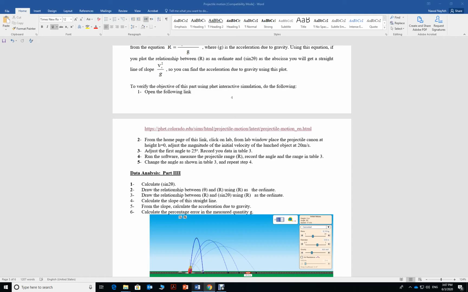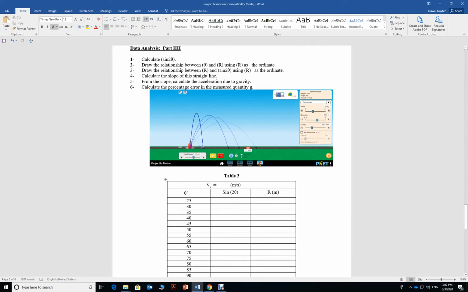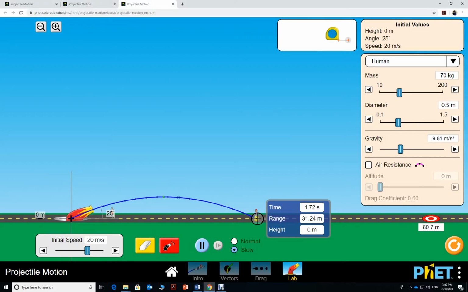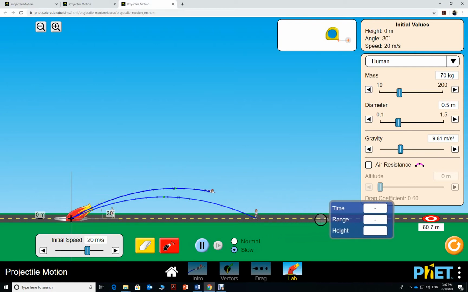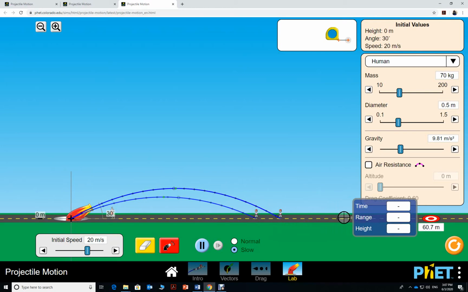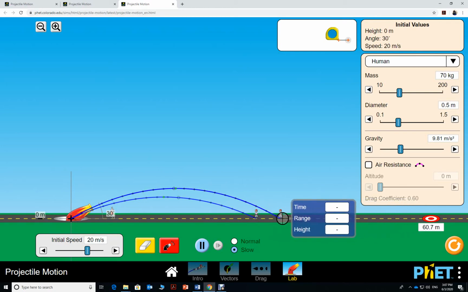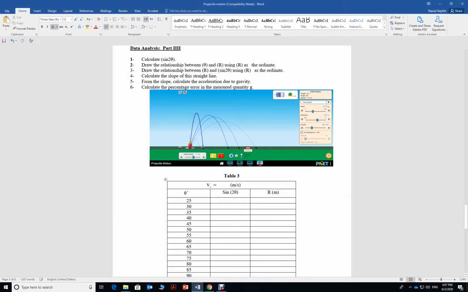Record it here, 31.24. Now back, change the angle to 30. This is the next angle, 30. Throw the ball and measure the range again. This is the range again, 35.31. Record it here, the range for 30 degrees.